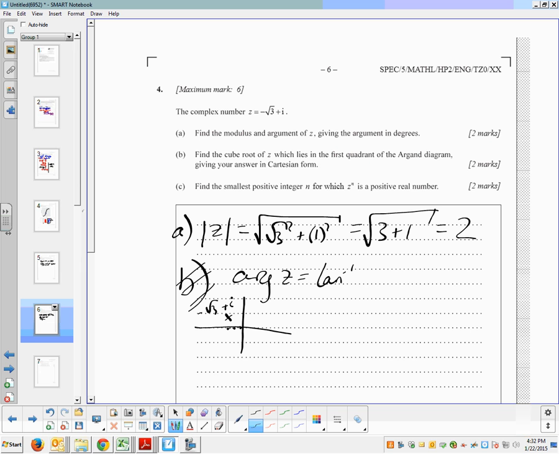inverse tan of... It's been a little while since I've done this, clearly. Root 3, that's 1. That's the angle there. No, that's the angle I want. So that is opposite over adjacent, root 3 over 1. Inverse tan of root 3 over 1, well, minus root 3 over 1, really, which is 150 degrees.